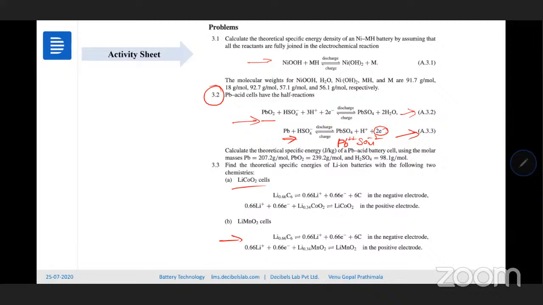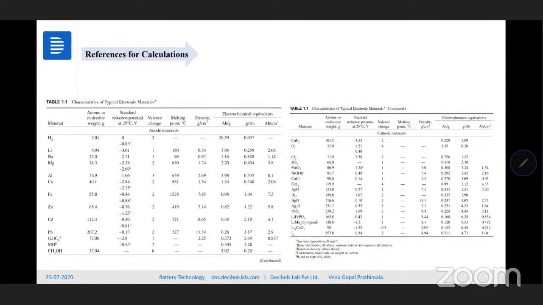What they're asking here is to calculate the specific energy, in joules per kg, of the lead acid battery using the molar masses. Lead is 207.2 gram per mole, lead oxide is 239.2 gram per mole, and sulfuric acid is 98.1 gram per mole. Okay, so we'll start doing this lead acid one. We'll be using some references here for the calculation, because we need the reduction potential values and all that. Again, I prefer that you take a screenshot of this table so it will be easy to refer to the data.